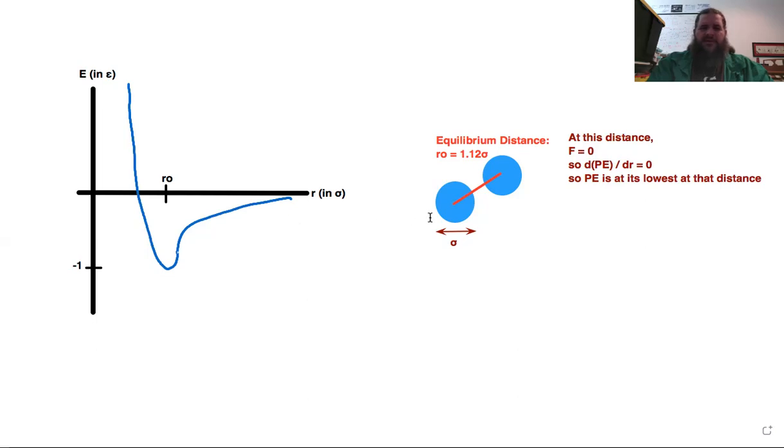Any questions on that so far? Also on this graph, what's the lowest the total energy could possibly be?